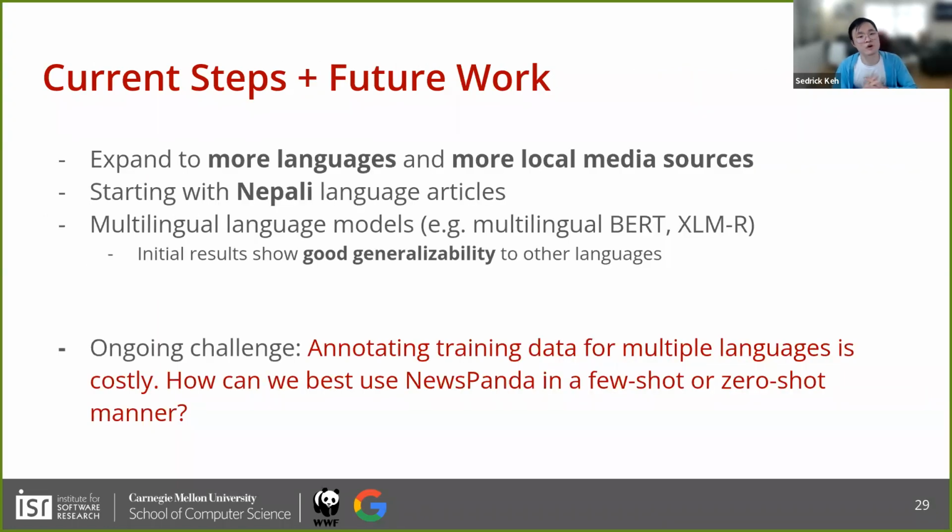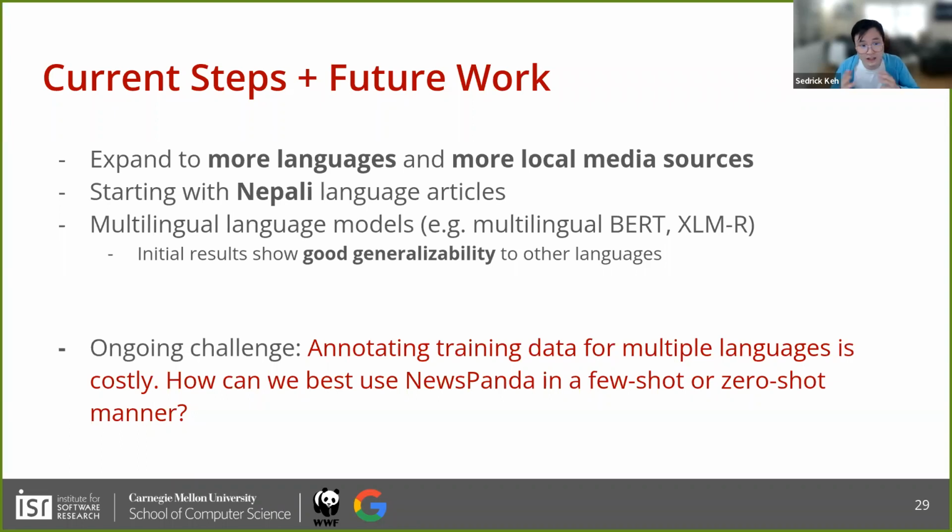And lastly, for our current steps, we're really looking to expand it into more languages and more local media sources. And this is something that we're really excited about and that we think is very important, because if you look at India, if you look at Nepal, a lot of the key developments don't reach international news. And so they might not be covered by a weekly news API scraper. And a lot of them might be in their local news sites, written in their local language. And so it's really important for us to be able to also process these articles.